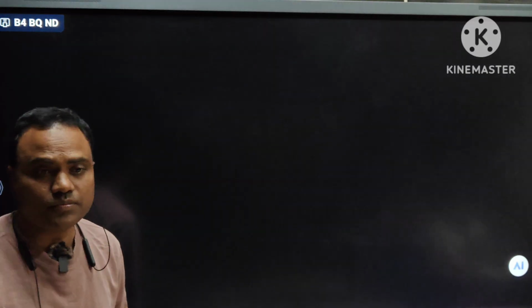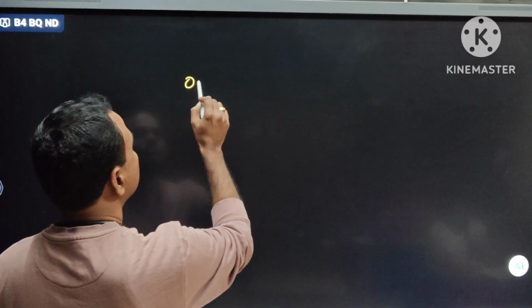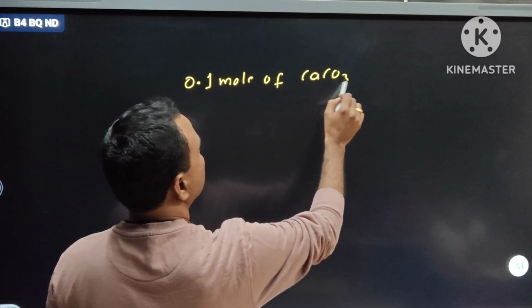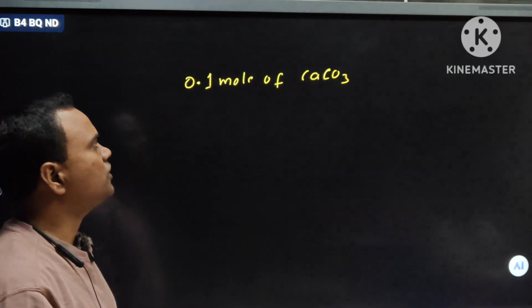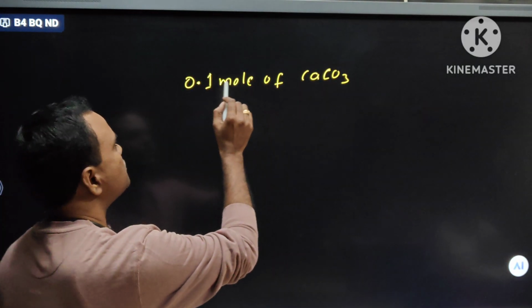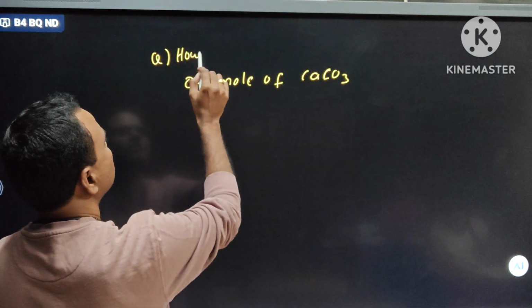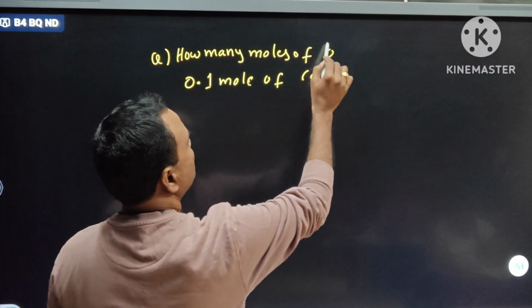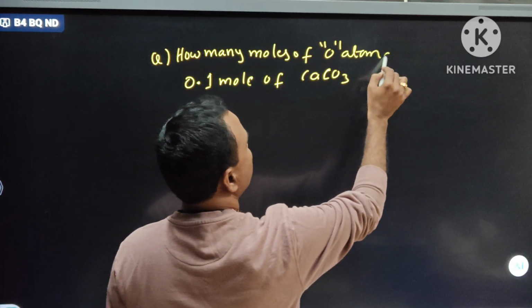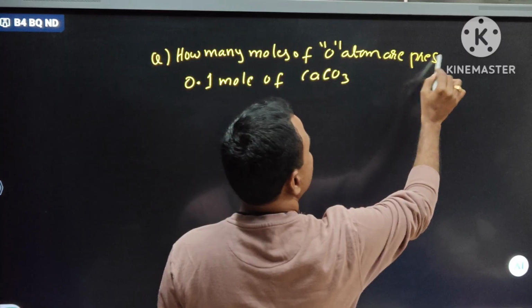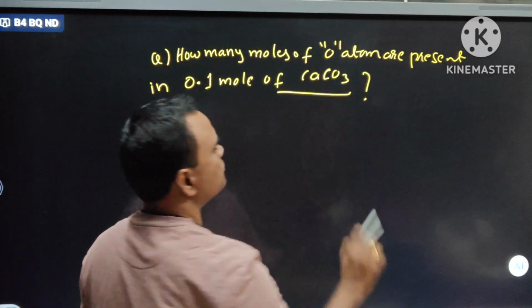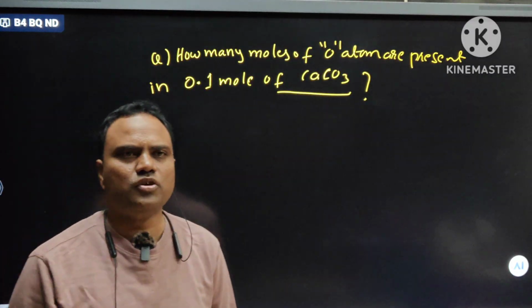How many moles of oxygen atoms are present in 0.1 mole of CaCO3? 0.1 mole of CaCO3. What is the question? How many moles of oxygen atoms are present in 0.1 moles of CaCO3? That is the question. How many moles of oxygen atoms?